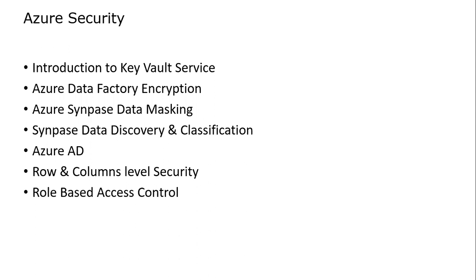What is Azure AD? How organizations are using Azure AD for one-time login across all your security, and different types of level security on your data, maybe row level security and column level security, which one to use in which cases, and how to implement these things. How we can utilize IAM services of Azure to provide role-based access control. So all these things we are going to see in the security part.